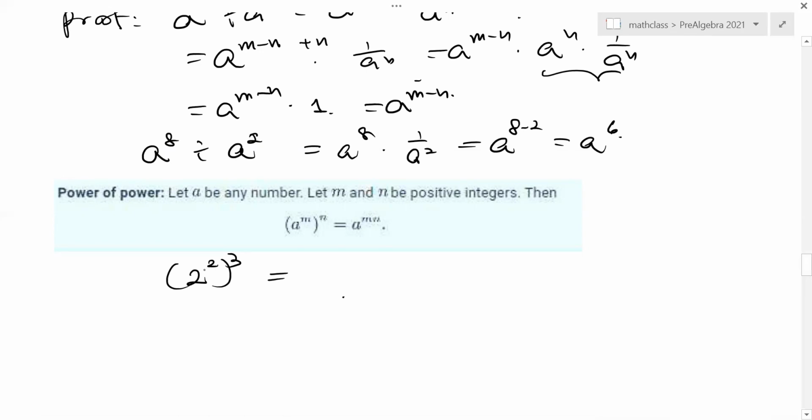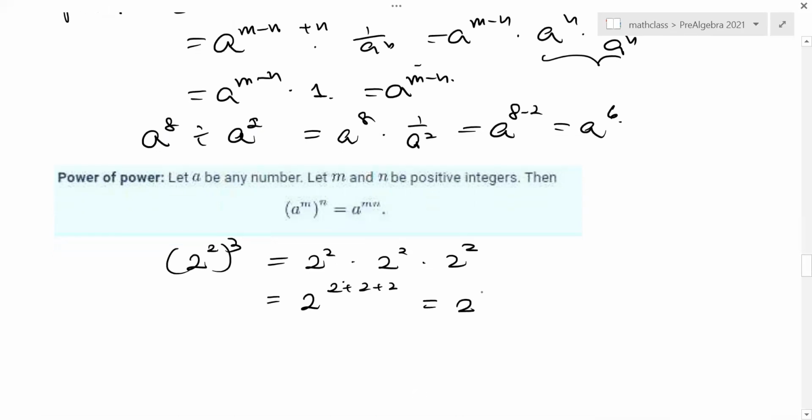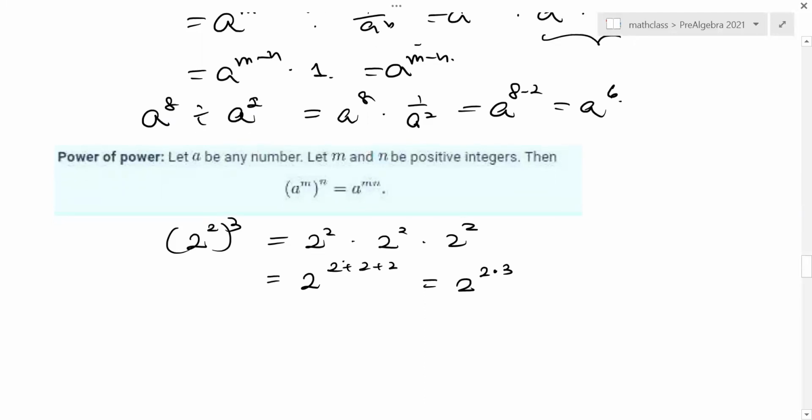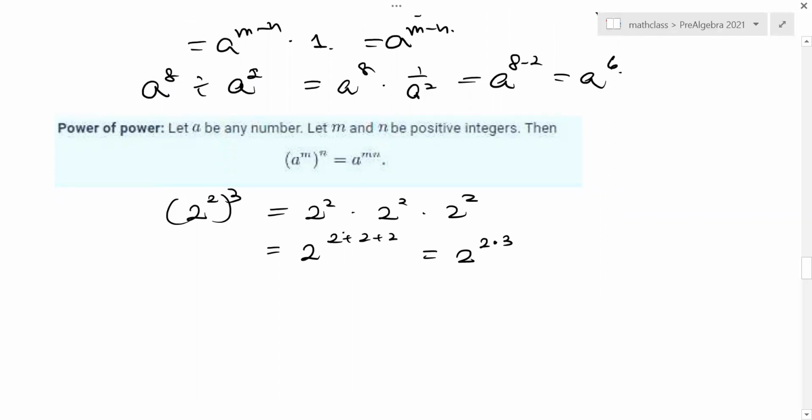Okay, so 2 squared to the cube is going to be 2 squared times 2 squared times 2 squared, because it's a cube. How many 2's are there? You can add them together, 2 plus 2 plus 2. So how many 2's are there? There are 3 2's, and how many 3 2's? So it becomes 2 times 3. There are 3 2's there, so you can guess this is true.